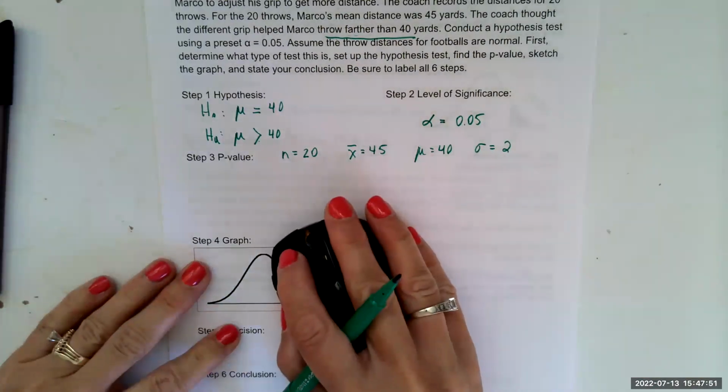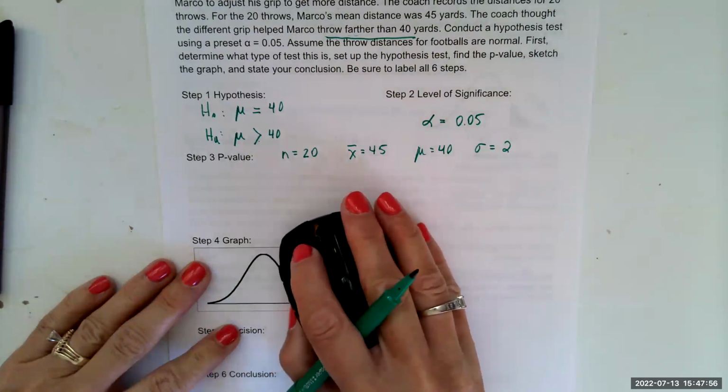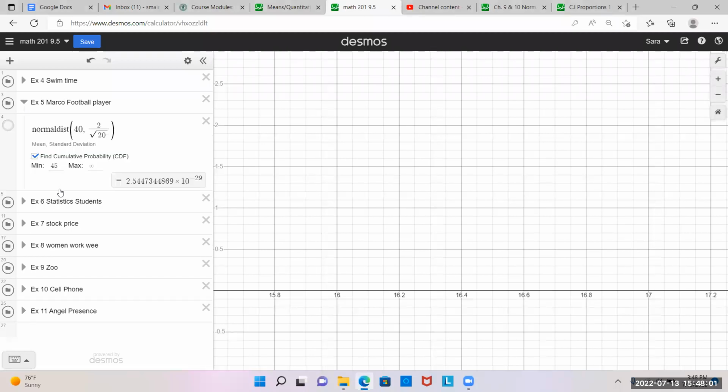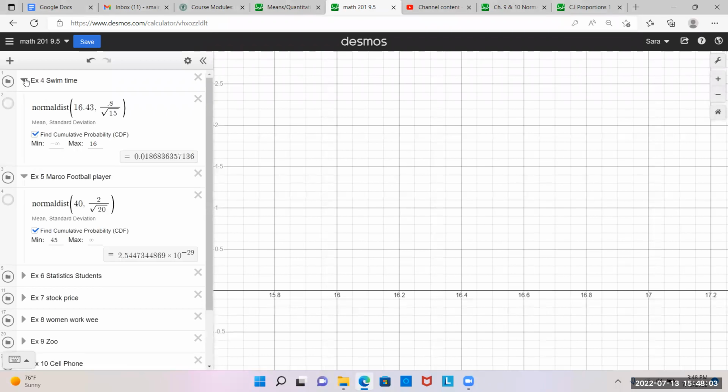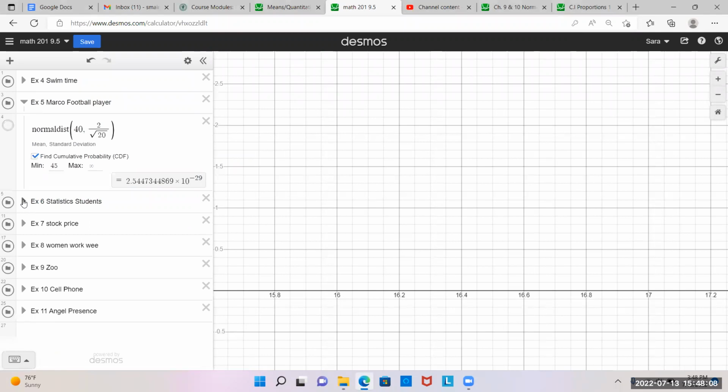So let's go to Desmos. I'm going to show you how we calculate this. I'm going to click on the folder here. So again, because we know the population standard deviation, we can just use a normal curve. And the mean is 40, the standard deviation is 2 divided by the square root of n. And we want to know what is the probability that he threw 45 yards or further. His sample average of those 20 throws was 45.